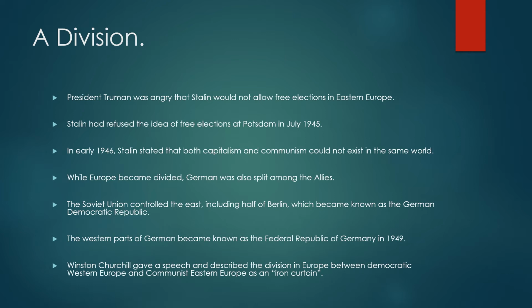So while Europe became divided, Germany was also split among the Allies. Now the Soviet Union controlled the East, including half of Berlin, which became known as the German Democratic Republic, and the western parts of Germany.